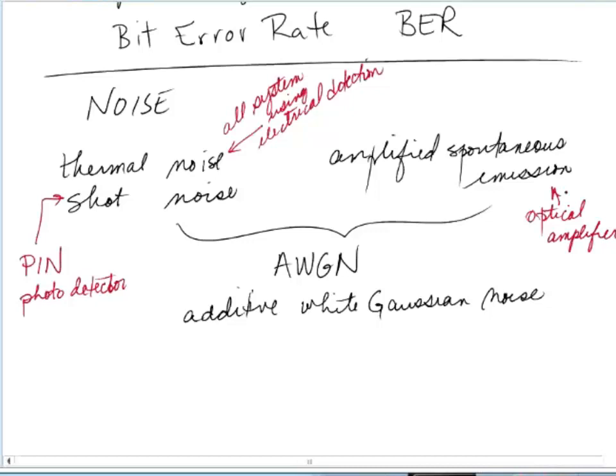Almost all systems involve some form of optical amplification, whether it's by using an EDFA, an erbium doped fiber amplifier, or using an SOA, a semiconductor optical amplifier. Both of these devices will be introducing a form of noise which is very wideband. It's called ASE noise, or amplified spontaneous emission. So that will be the focus of today's lecture.